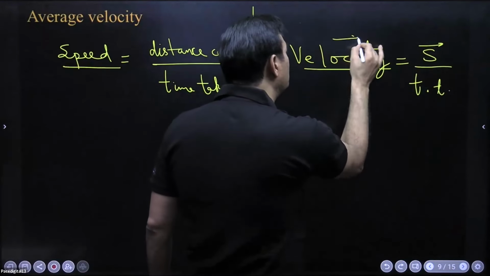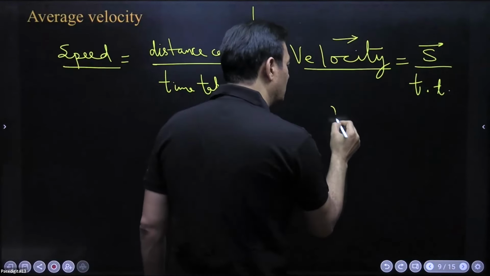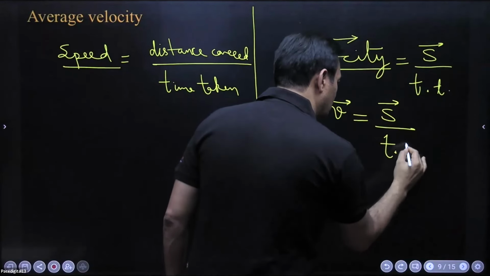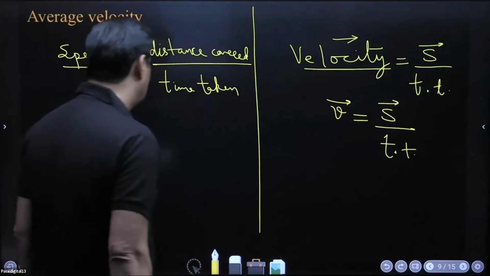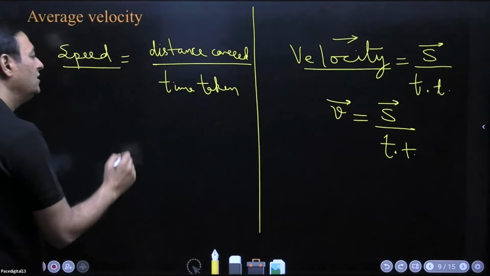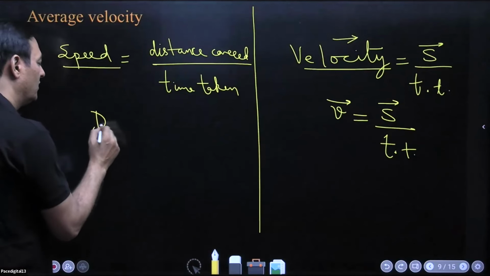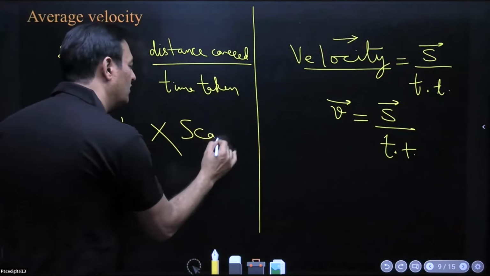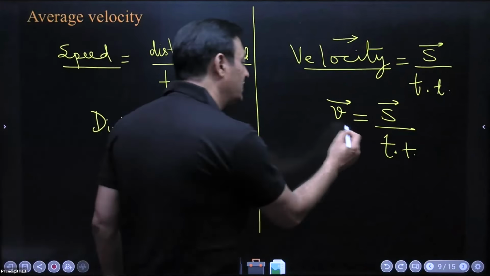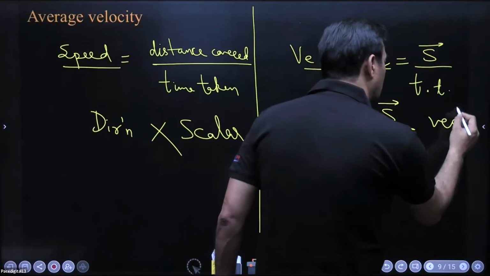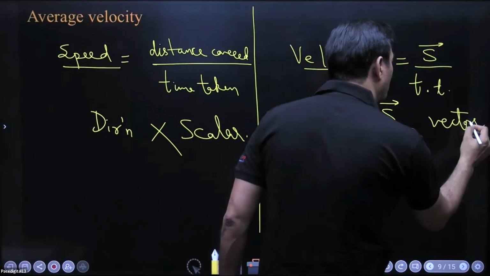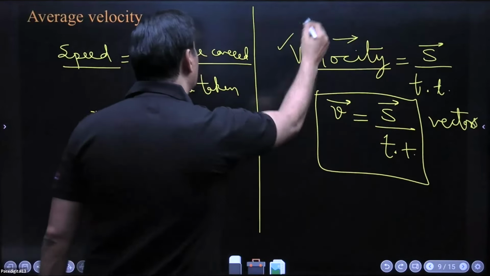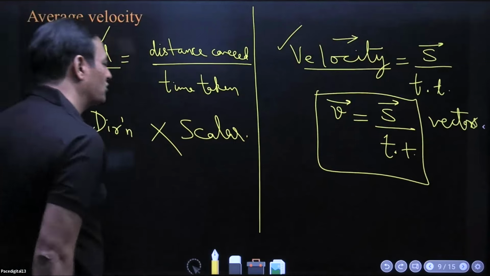So will velocity be a vector? Yes. Correct. Will speed be a vector? No, it's a scalar quantity. It has no direction. This is a vector. It has direction and magnitude both. And you know very clearly what is the difference between speed and velocity.